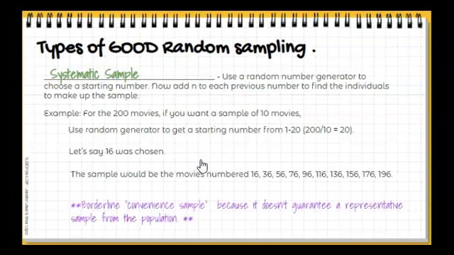We call it sometimes a convenience sample because it doesn't guarantee a representative sample from the population. It's sometimes better than nothing, but a convenience sample is one of the bad random sampling methods we're going to discuss in a future video. But this is almost convenient, but there is some system to it that helps it be a little more random than just a generic convenience sample.